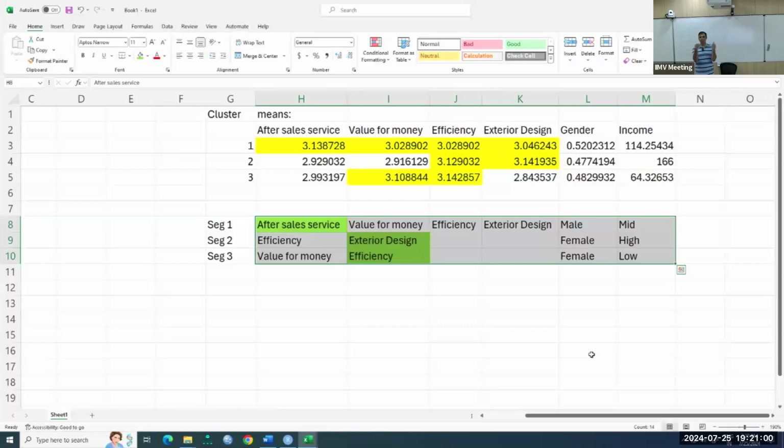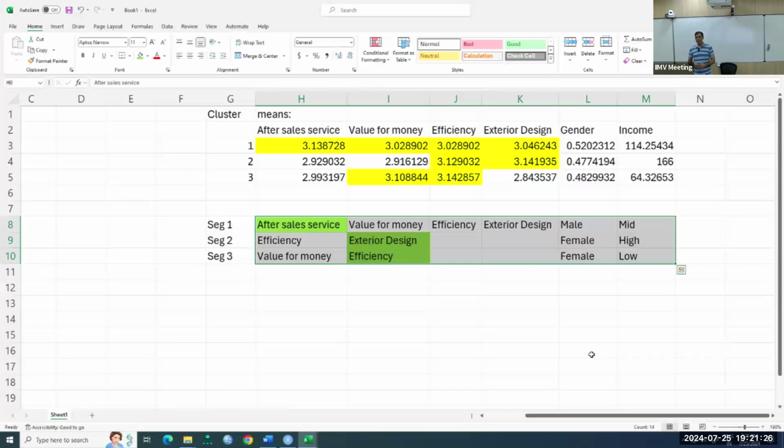So if you want to position your product, and if you have competitive advantage and resources, after sales service is the USP for segment 1, then exterior design is the USP for segment 2, and efficiency will be the USP for segment 3. And that's how we are positioning our product. These characteristics are translated into the customer persona. So we have these 3 customer personas which we target.